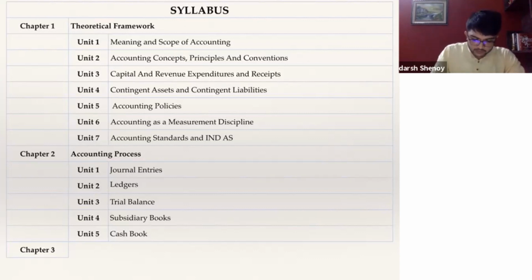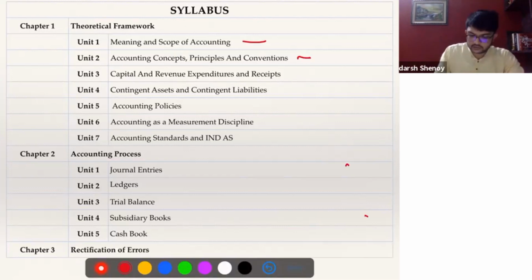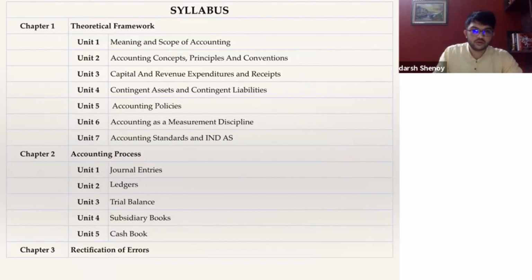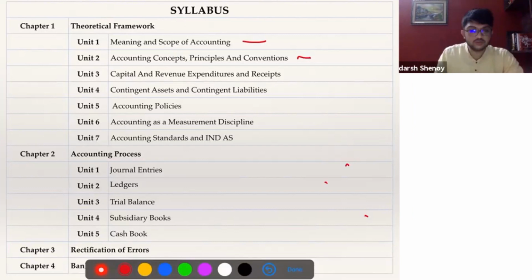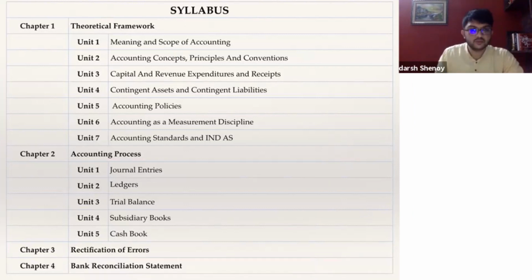And then chapter number 3 is rectification of errors. Rectification of errors. And chapter 4, I hope it's visible on your screens. Chapter 4 is a bank reconciliation statement. Could you just confirm, is the chapter 4 name visible? I mean, is that line visible? It's visible, right?